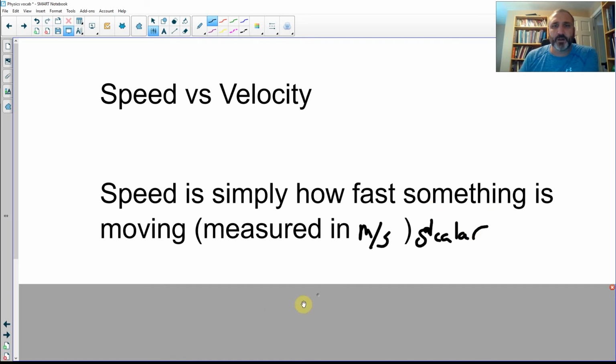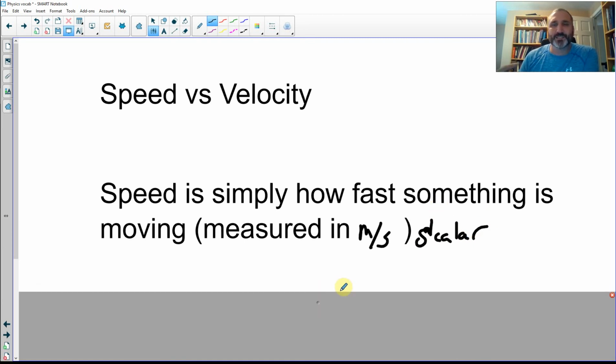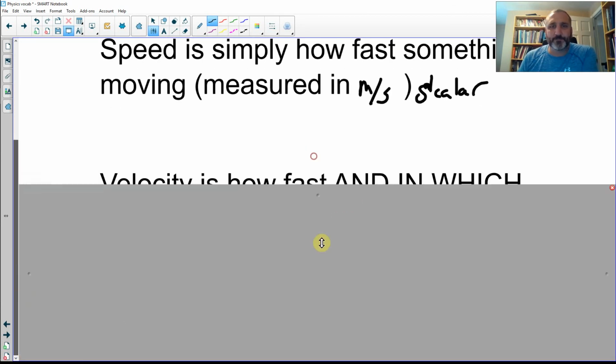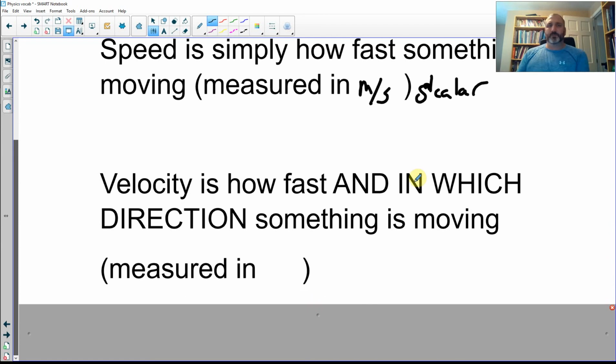Okay, it's a scalar. There's no true direction to it. But if we were to look at velocity, the velocity is not just how fast you're going, but also in which direction you're going. Now, the crazy thing is the unit is the same for both of them, but we would also put in an added direction.